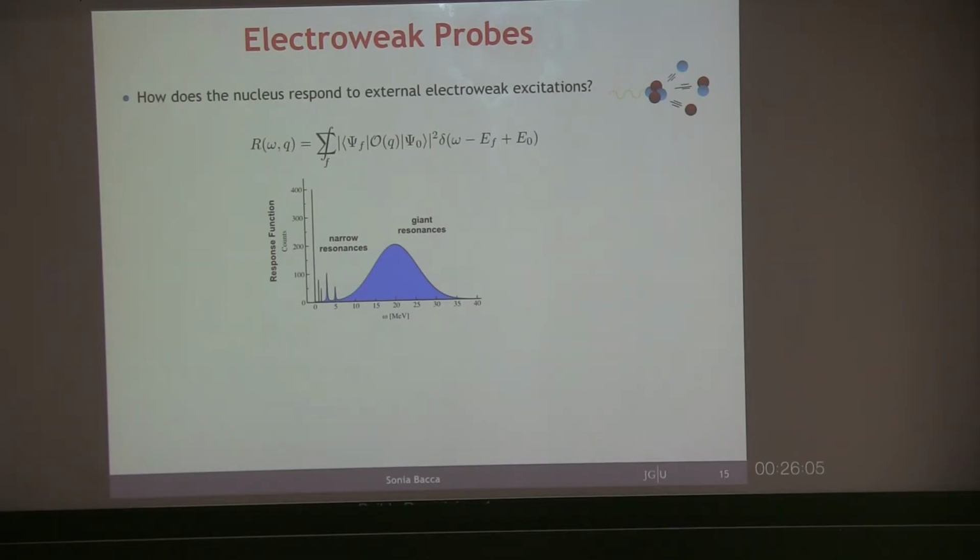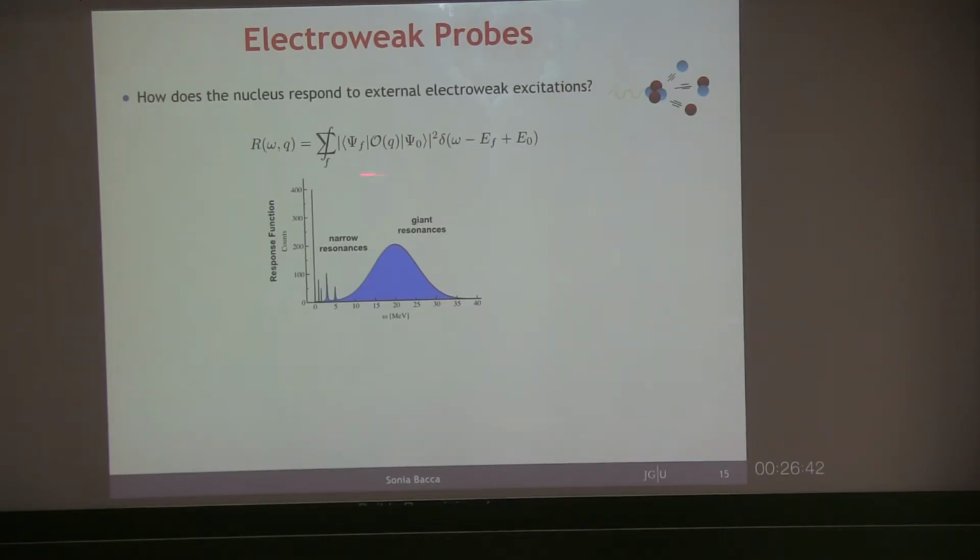So the question I'm interested to answer is, what happens if I take my nucleus and put it in an electromagnetic field or in an electroweak field? How does it respond? And the quantity that encapsulates this information is called the response function. It contains the expectation value of an operator O, which of course will depend on the probe you have. If you have a photon or a neutrino, it will be different. But it's taken between the ground state and the excited state.